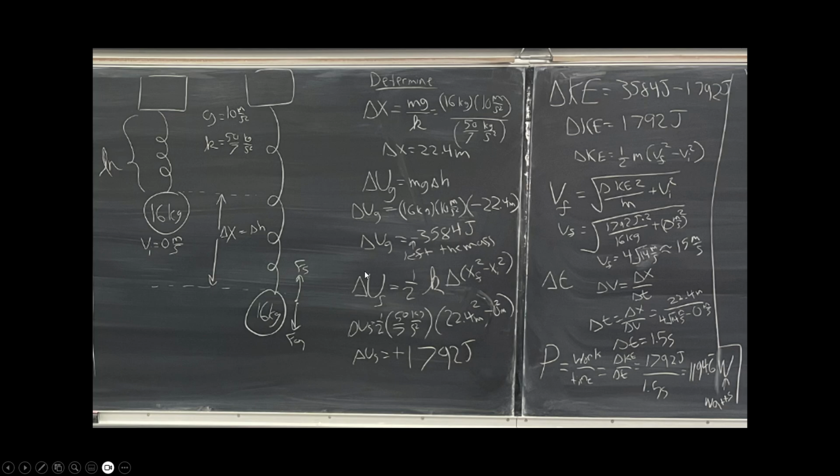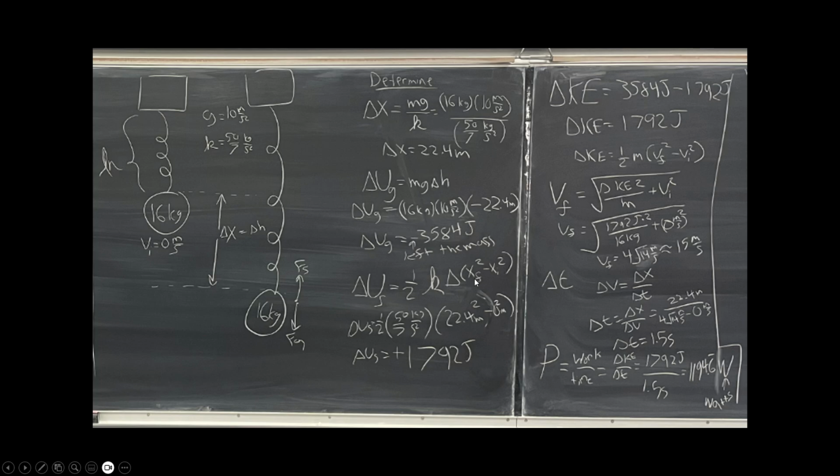Delta U_s, or the change in spring potential energy, has the formula 1/2 times the spring constant k times the change in parentheses, our final displacement squared minus our initial displacement squared. Emphasis: squared on the inside, not squared on the outside. We're not squaring the difference, we're taking the difference of squares.